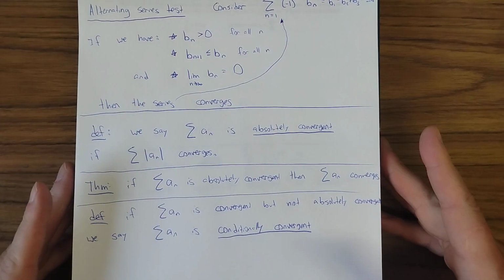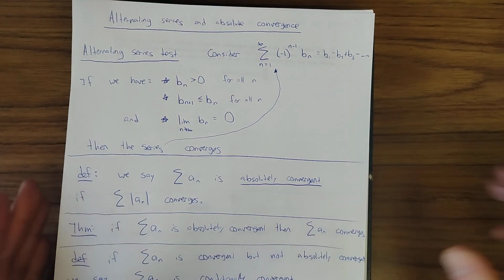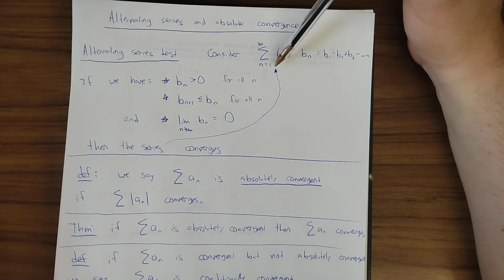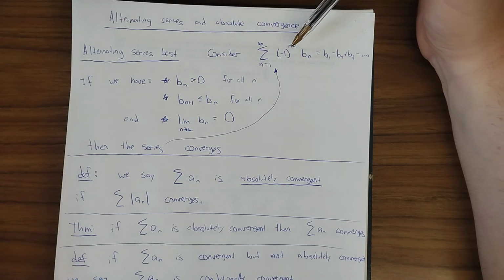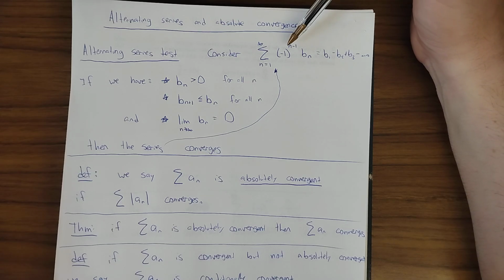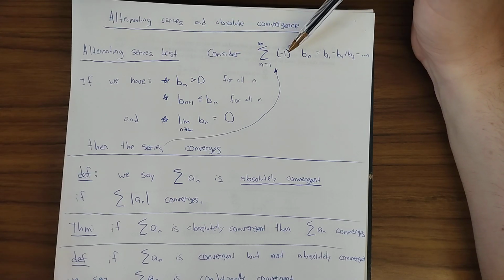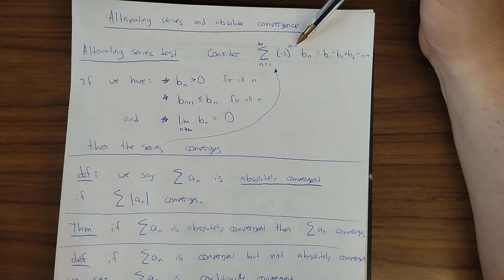Okay, let's talk about alternating series and absolute convergence. So, an alternating series, first of all, is a series that basically looks like this. The word alternating is referring to the sign, as in negative or positive. And so we're going to consider a series that has this (-1)^(n-1).